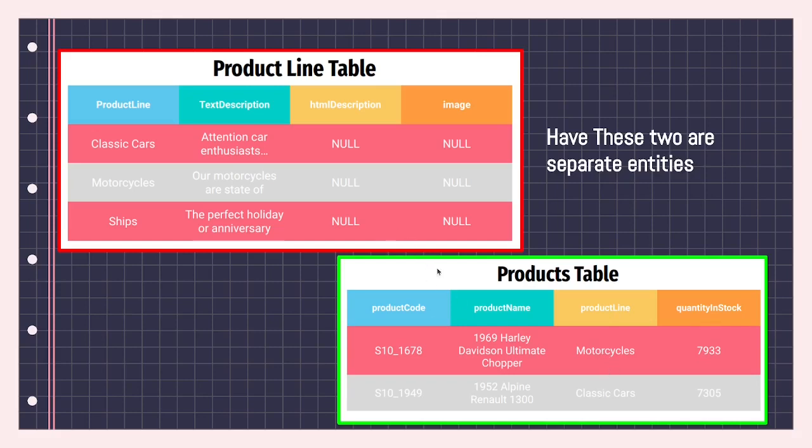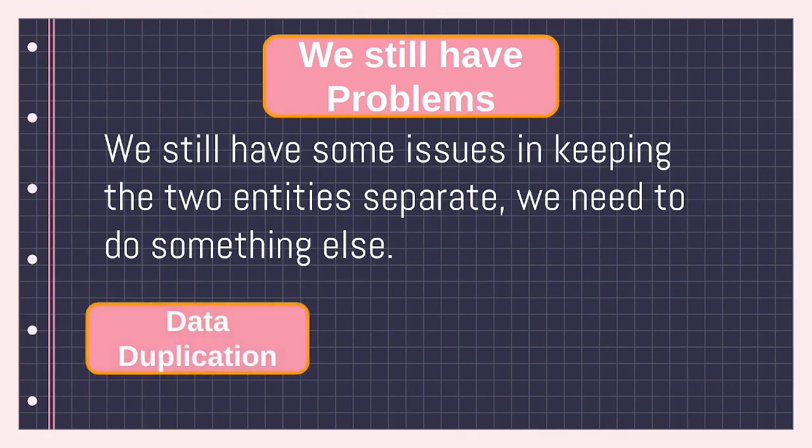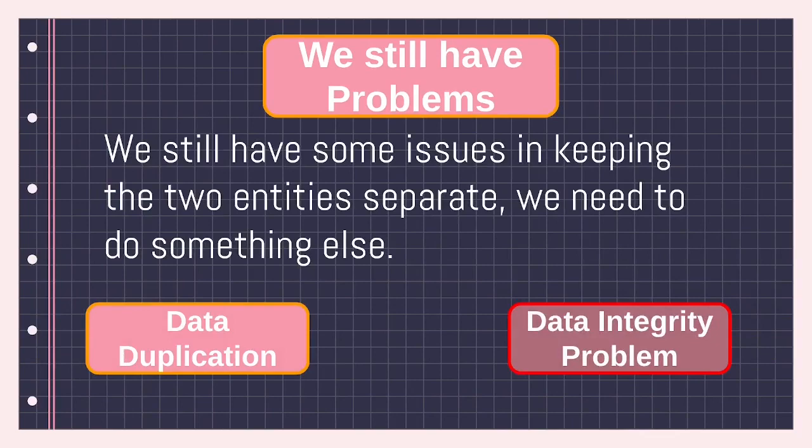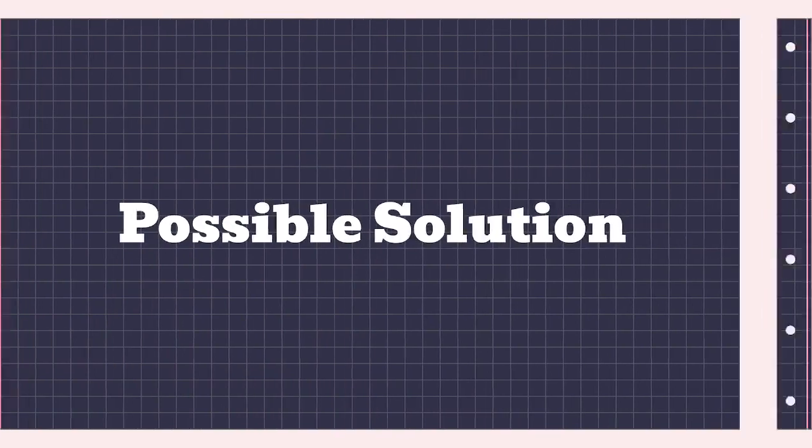And how are these two tables connected? So you might have all these questions, and you need answers, right? So let's try to look at all of this. Okay. So the problems that we still have are data duplication, which I mentioned earlier on, and data integrity problems, because if you update one row and not the other related row, then that's a problem in our database. So what's another possible solution?